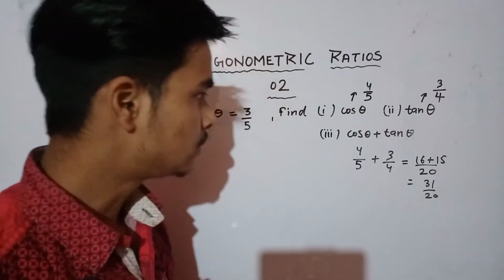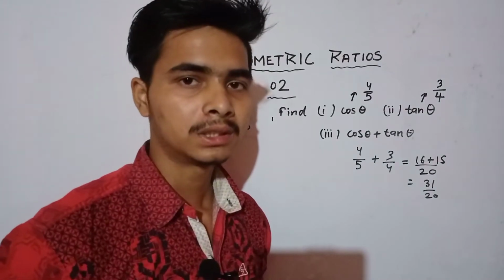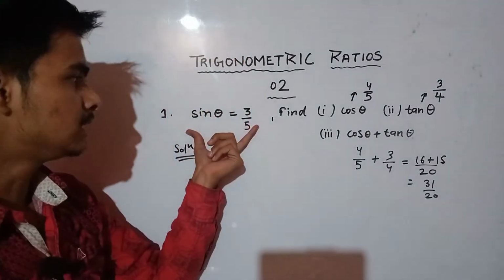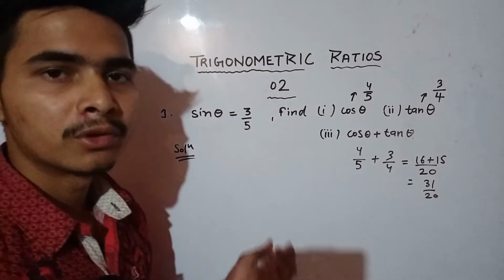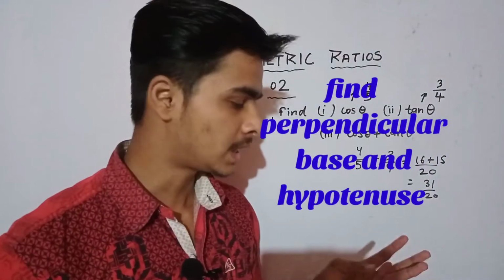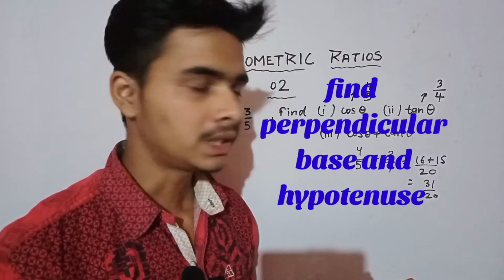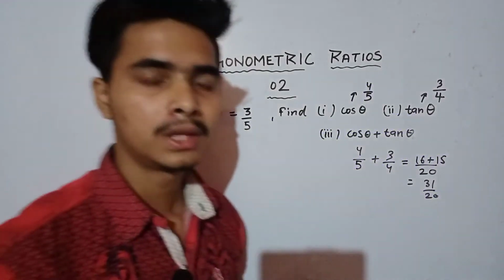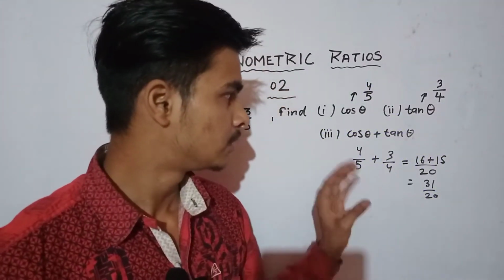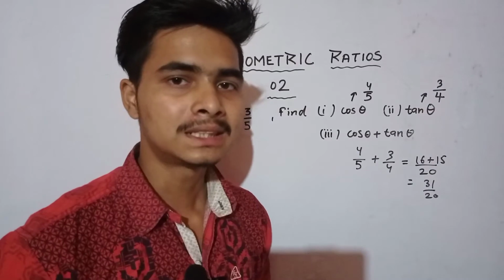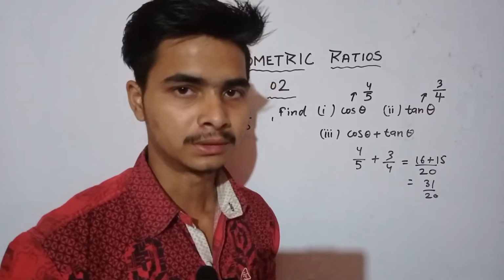So you need to remember the basic fundamental that if you have got any trigonometric ratio, find the value of perpendicular, base and hypotenuse, and that's it. You need to find out that only and then you can solve all these types of questions. Let's take one more example from this question.